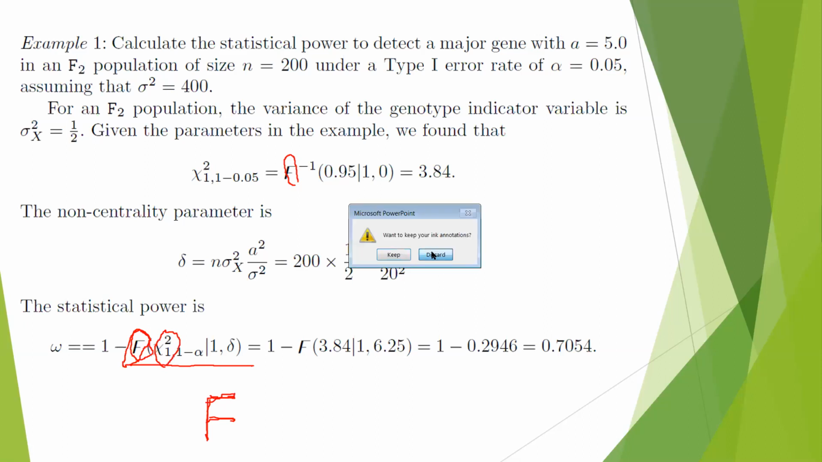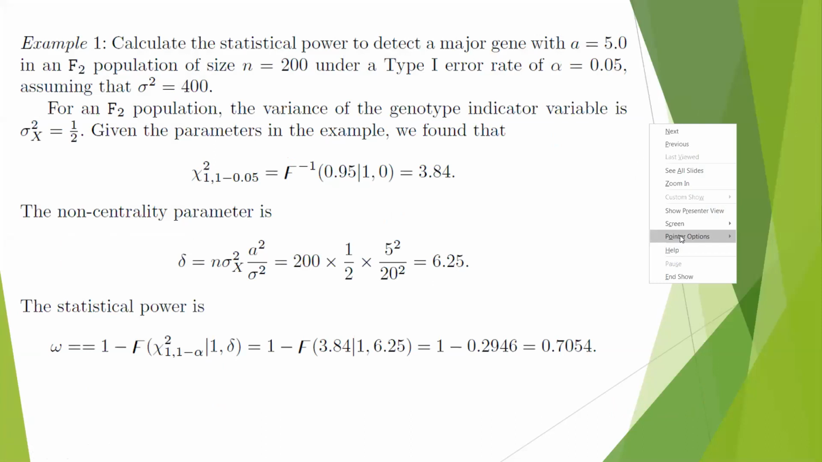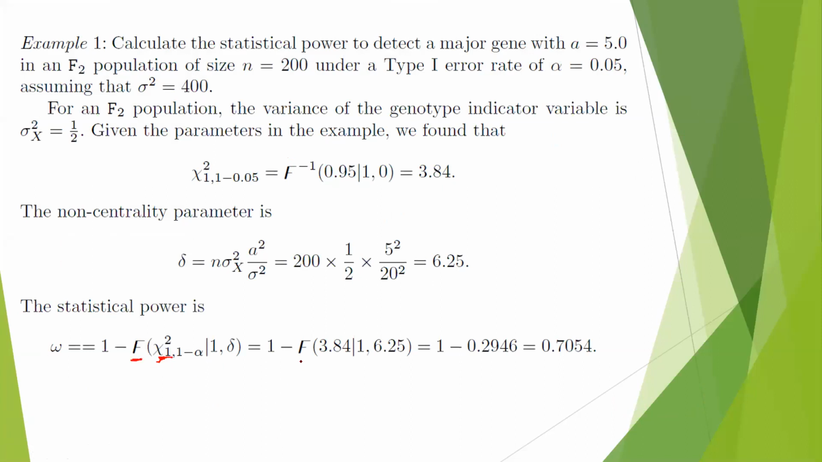So yes, you need to use the chi-square table for this problem, to find if it's 0.2946. That's right. Good question. So this F is not the F distribution, it is a function.